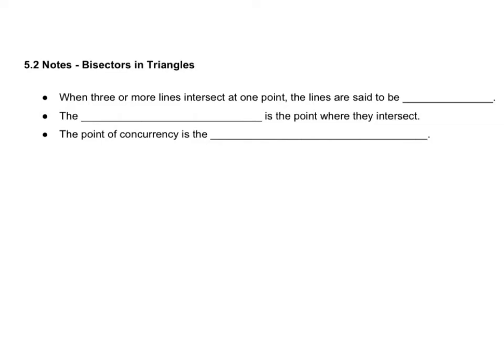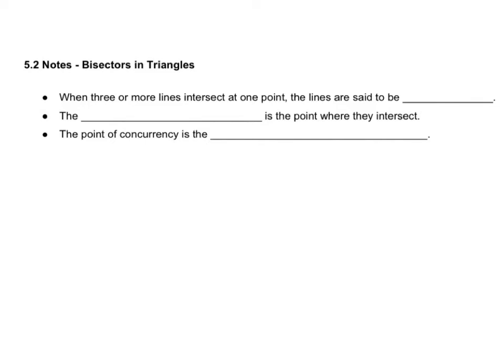Hey guys, this is the 5.2 notes. This section is called bisectors and triangles. The last section we focused on perpendicular and angle bisectors. This one we're going to focus on different types of bisectors.